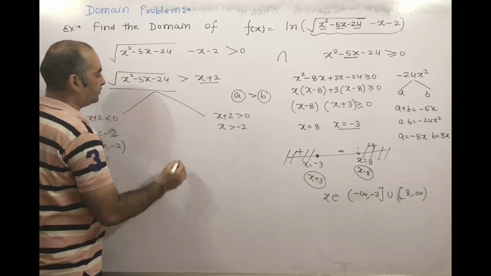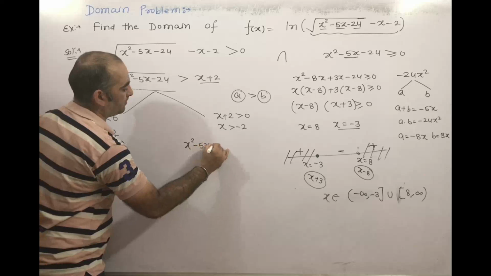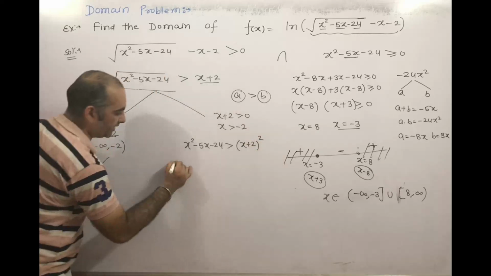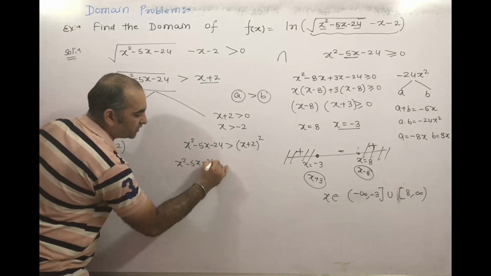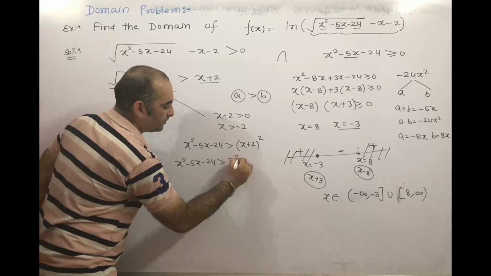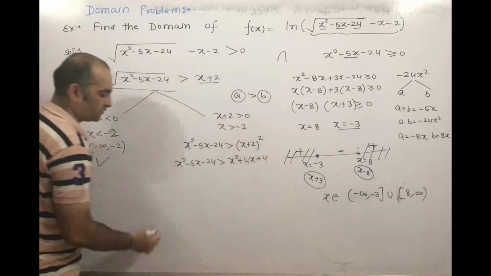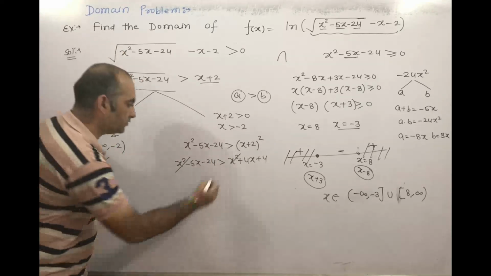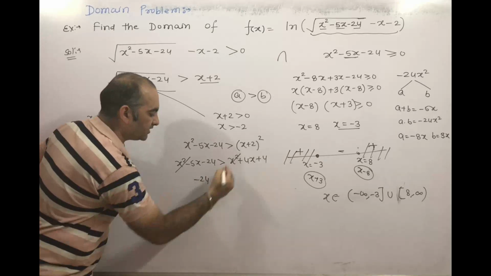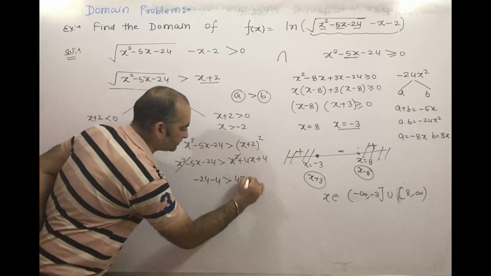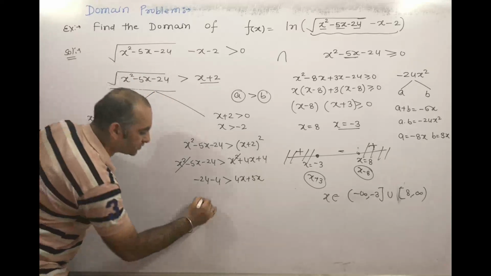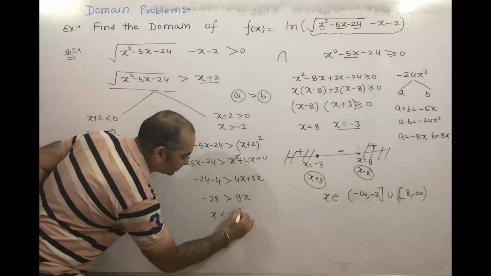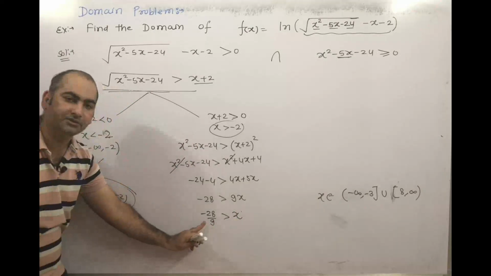So here if you do square, what will come? x square minus 5x minus 24 is greater than x plus 2 whole square. So x square minus 5x minus 24 is greater than x square plus 4x plus 4. Here x square gets cancelled, minus 5x if you take this side, so 9x. Minus 24, this one minus 4 will come, is greater than 4x plus 5x. So minus 28 is greater than 9x. So x should be less than minus 28 by 9.